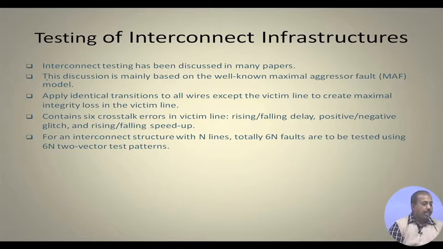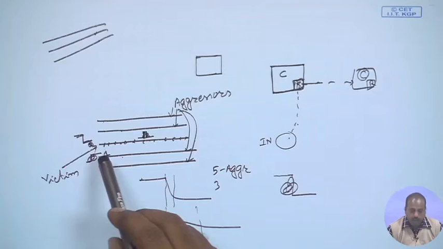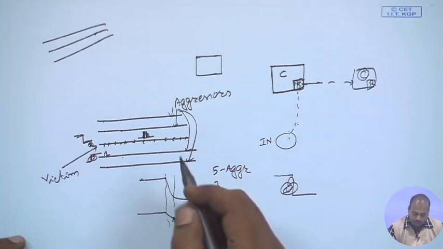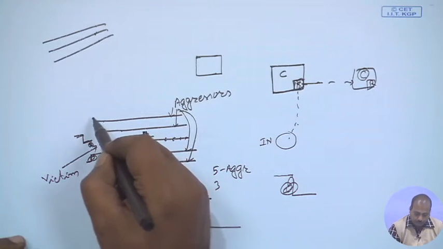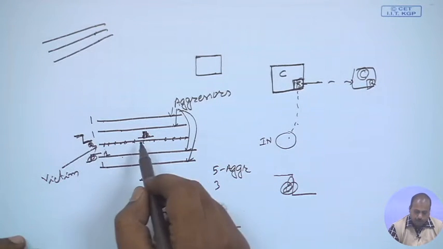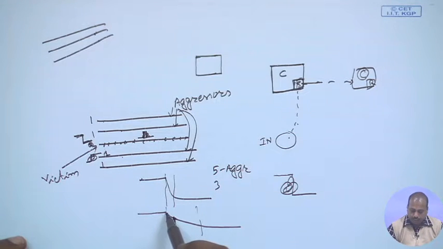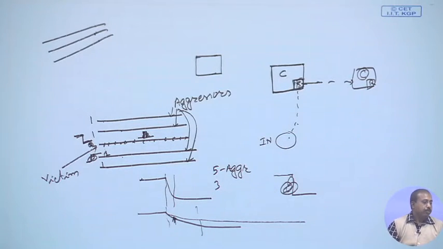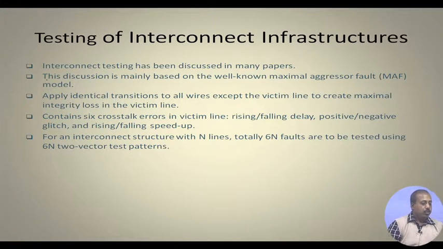So, we apply identical transitions to all wires except the victim line to create maximal integrity loss in the victim line. So, it is maximal. In the example that we were discussing, we had taken a transition in only one line. If you take transitions in all the lines, so all these lines are at logic 1 and you are trying to go from 1 to 0 for the victim line, then you can understand that this effect will be spread over a longer time. That will create the problem further.